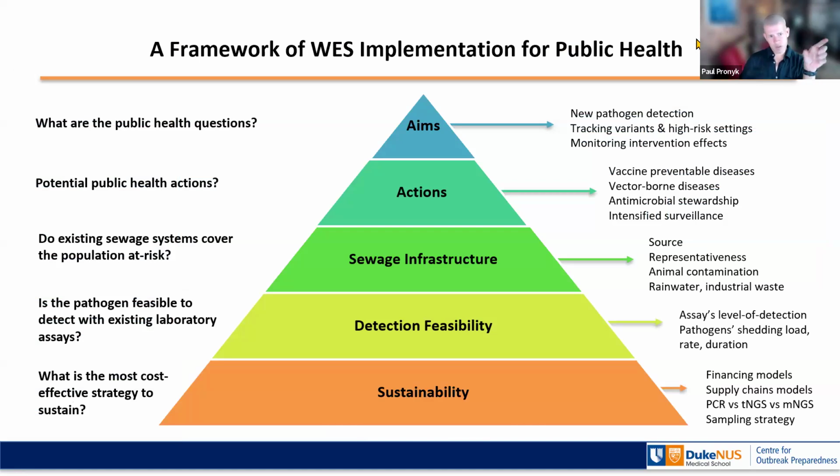So one of the first questions you've got to ask is, what are the questions you're trying to answer with wastewater? Are you trying to detect a new pathogen, something very rare like polio, for example, or an emerging virus of pandemic potential? Or are we trying to track variants? Wastewater is often used to look at, say, antimicrobial resistance and things like cholera, typhoid, and so forth. Or are we using it to monitor intervention effects?